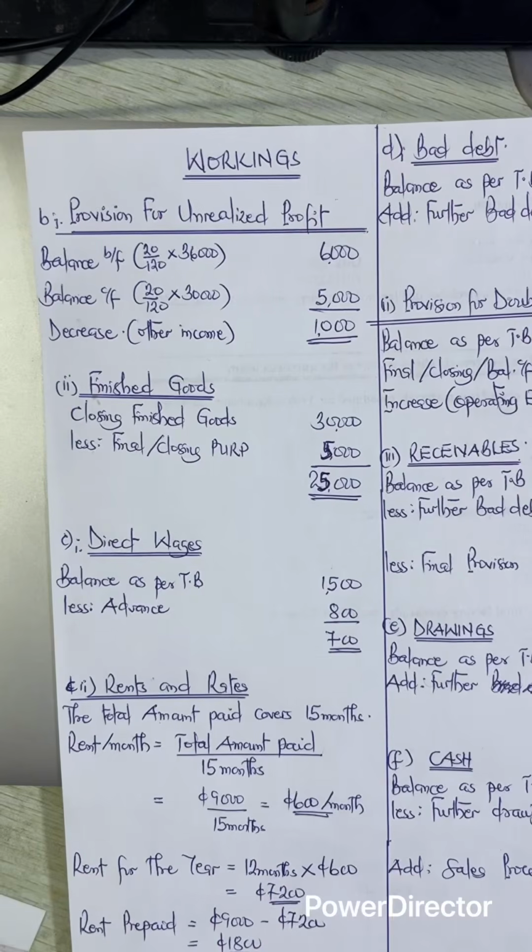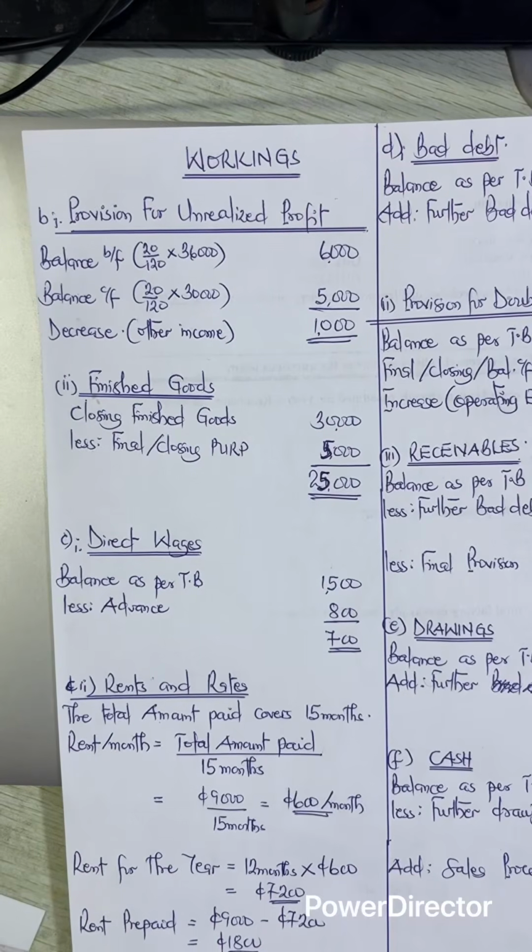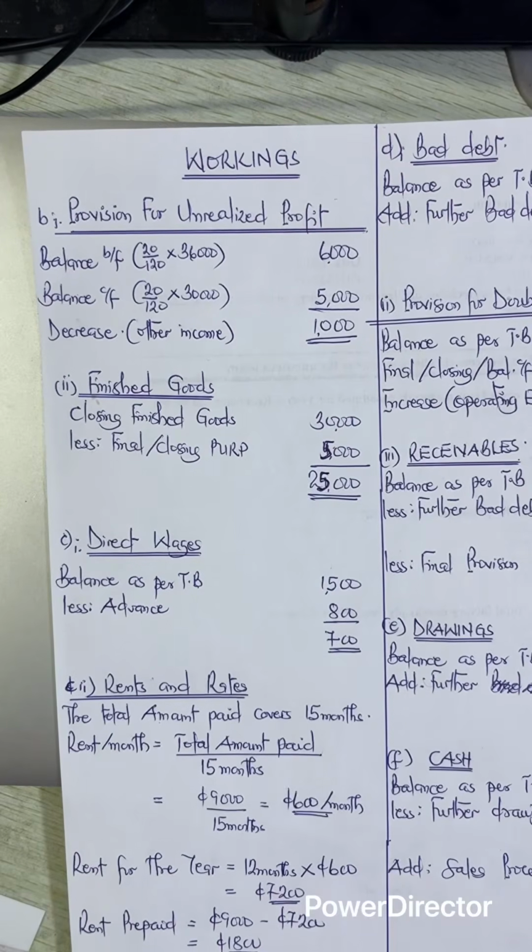Let's come to the rent and rate. The total amount that we paid covers 15 months, as I have specified in my workings. So the first thing we have to do is that if the amount that we pay covers 15 months, we have to work out the rent per month. So it should be total amount paid divided by the 15 months. We paid 9,000 according to the trial balance, and it is for 15 months. So it will be 600 cedis per month.